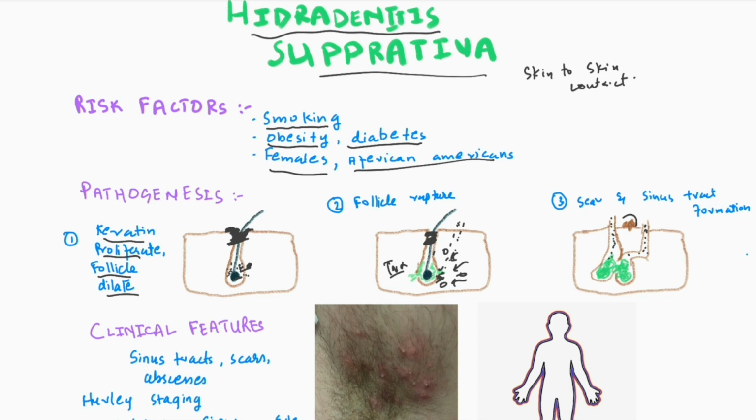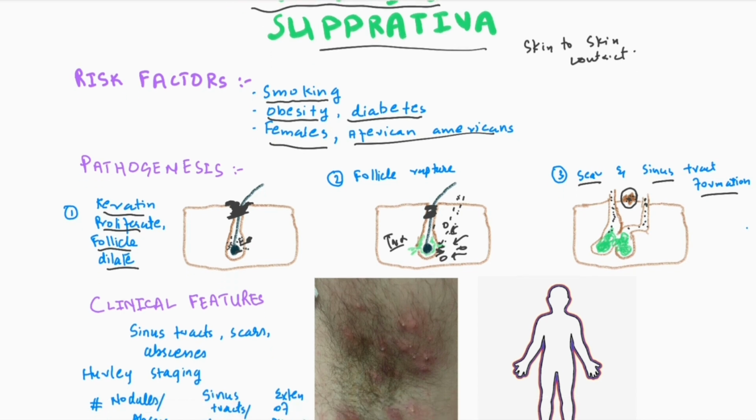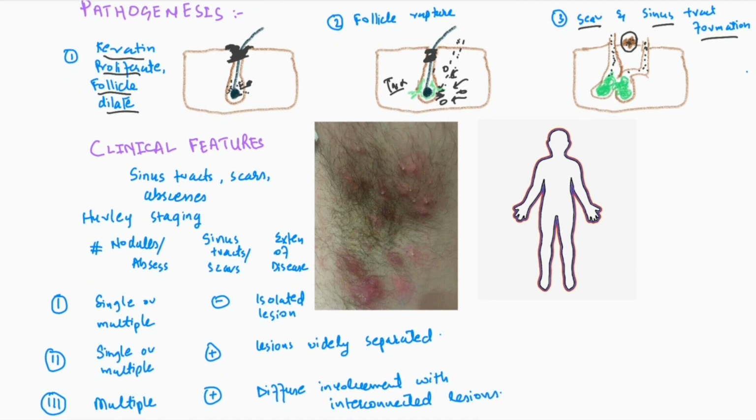Alternatively, it can form a scar as well, like here. So it can form a scar, and it can form sinus tracts. So remember, once you see the scars and this kind of sinus tract formation, it means that the disease is very advanced. And so now let's come down to the treatment.